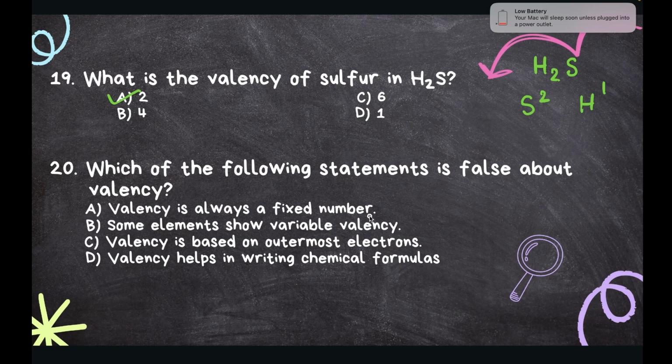So the false statement is, valency is always a fixed number. This is not true because a few elements show variable valency. So it is not a fixed number. So option A is the right answer.